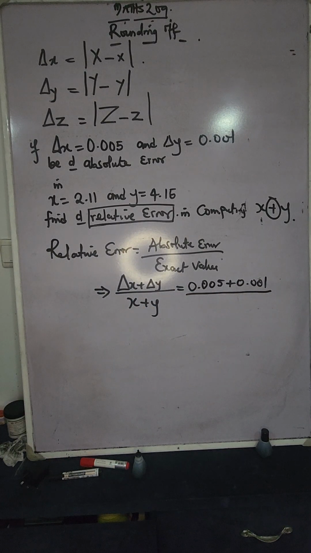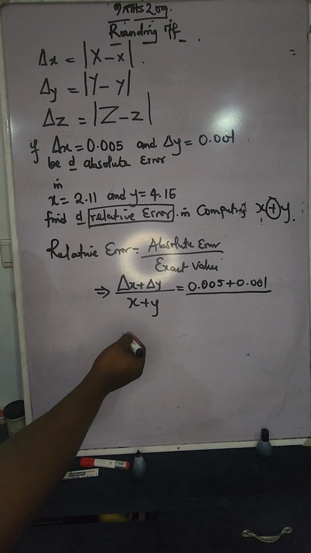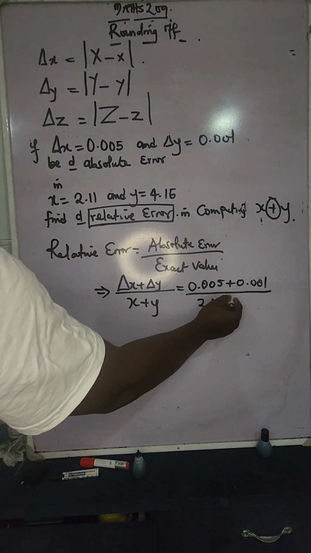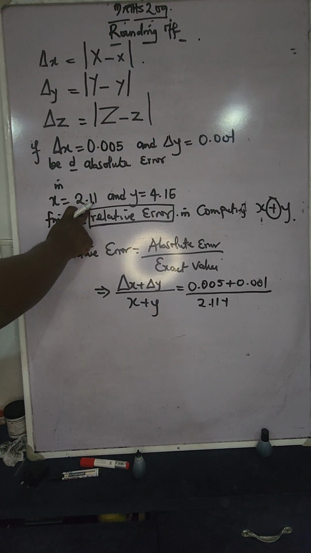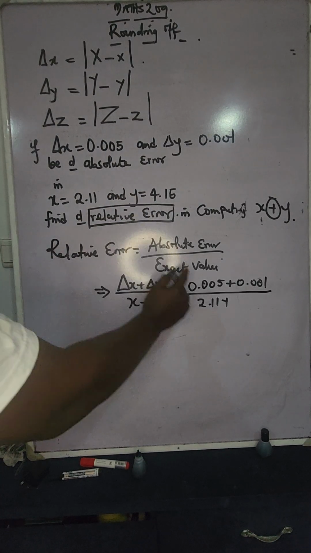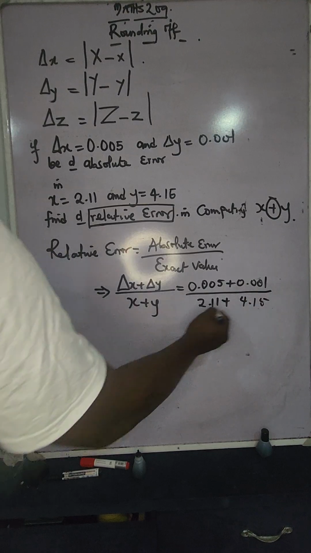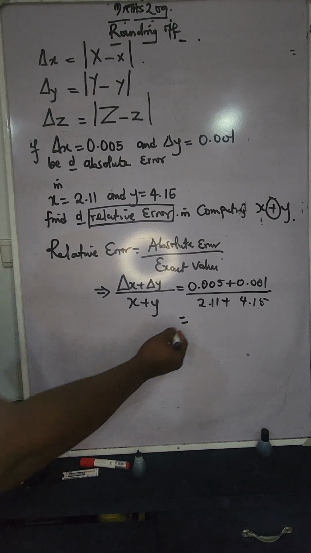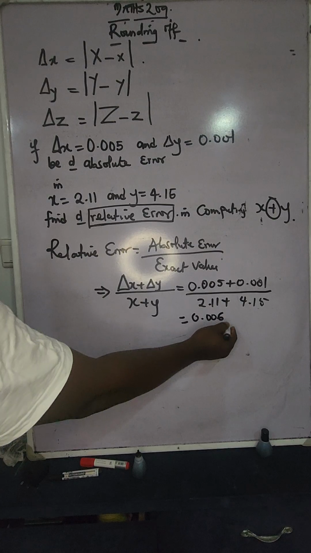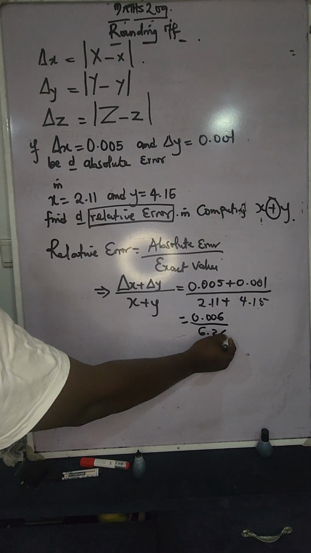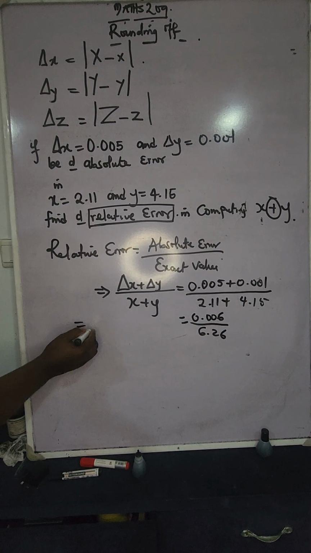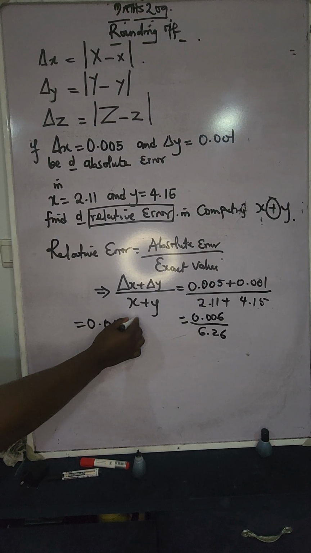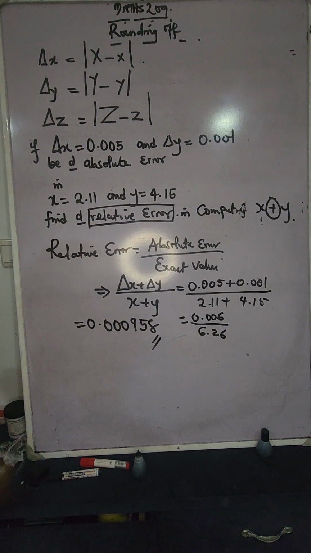Did you see that? We divide it by 2.11 plus 4.15. So the value of x itself is 2.11, and the value of y is 4.15. This gives us 0.006 divided by 6.26. And so our final answer to this function is 0.000958. Did you see that? So that is the relative error of that function.